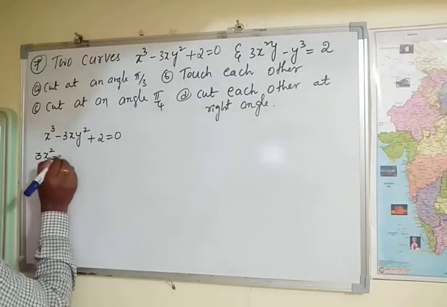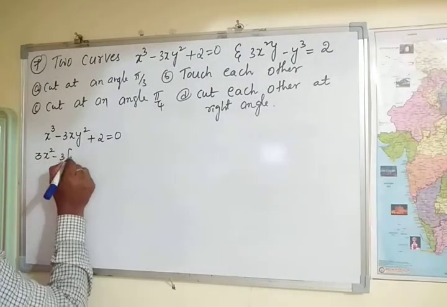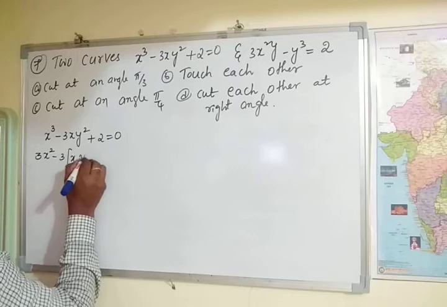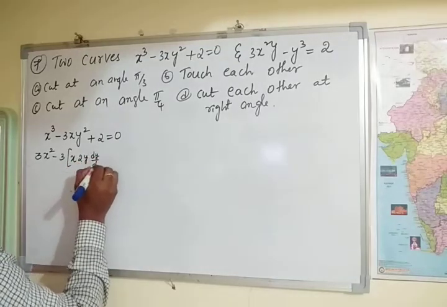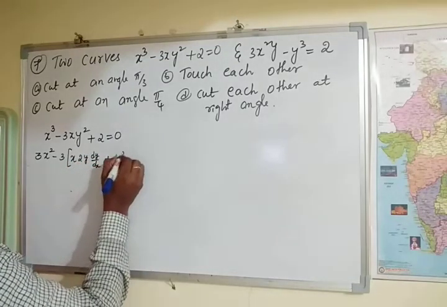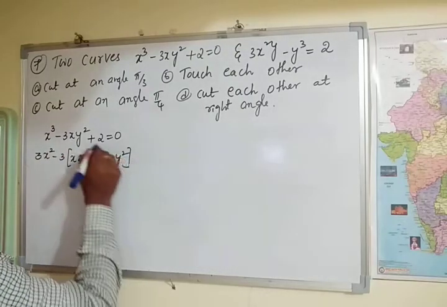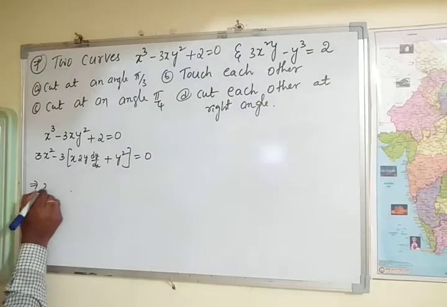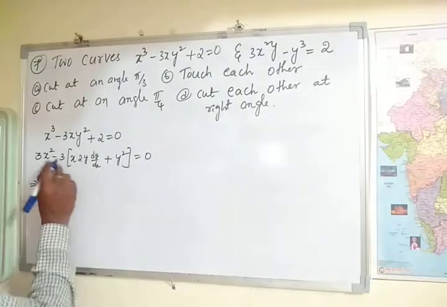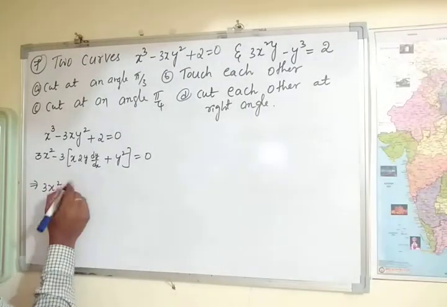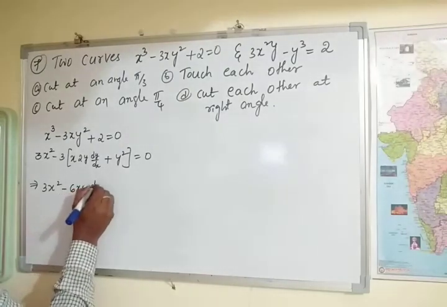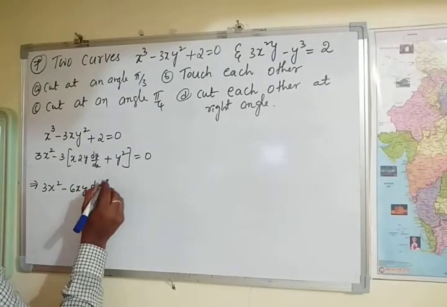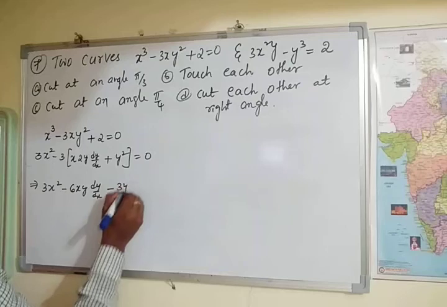Here, using the u into v formula, x into the derivative of y square is 2y into dy by dx, plus y square into the derivative of x, which is 1. The constant term is 0, equals 0. Next, this implies 3x square minus, multiplying the result, 3 into 2, 6xy into dy by dx, plus into minus 3y square is equals to 0.